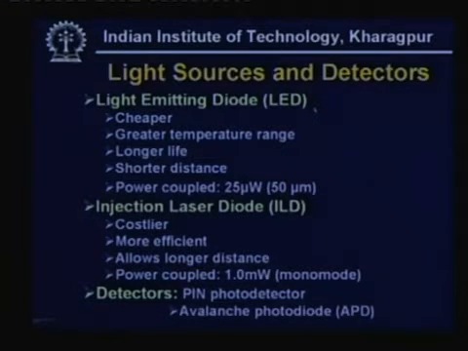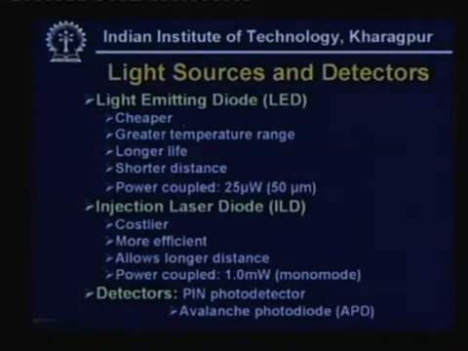Now what are the sources of light in case of optical fiber? Usually there are 2 sources. One is light emitting diode. Light emitting diodes are very low cost, as you know. It is used in almost all equipment for display purposes. That can be used as the source of light. It is very cheap. It can withstand greater temperature range. It has longer life because it is semiconductor material.